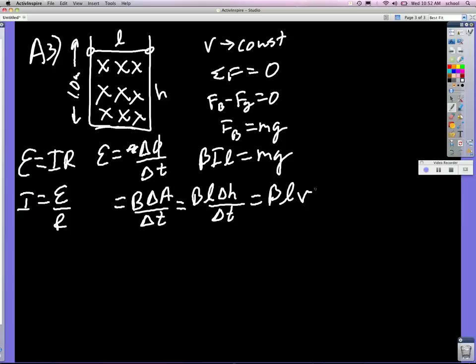BLV over R. Let's go back over here and plug it in. So I get B times I, which is BLV over R, times L equals mg. What are we looking for? Velocity? Okay. So then I get V is equal to mgR over B squared L squared.